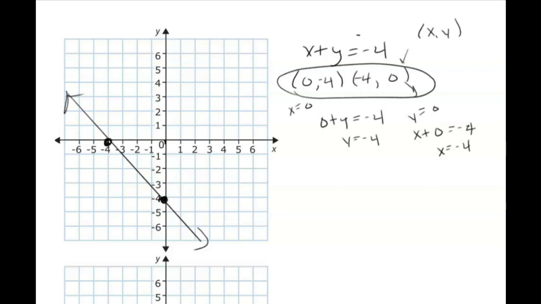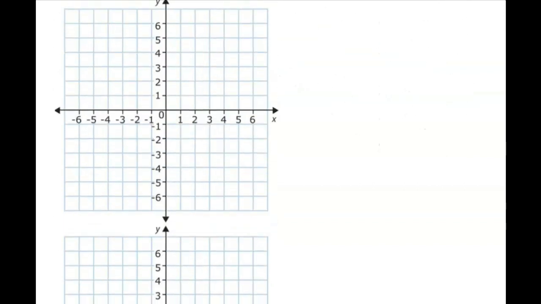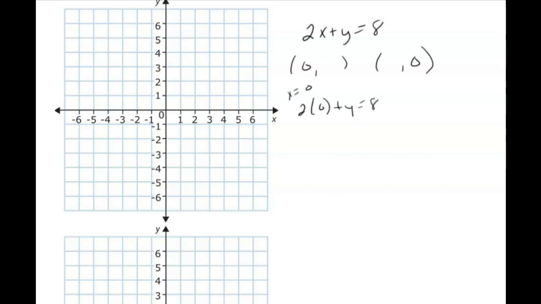All right, let's do another one. What if I had 2x + y = 8? I want you to get in the habit of putting those two ordered pairs up there so you know what you have and what you're solving for. So when x equals 0, I would have 2 times 0 plus y equals 8. 0 plus y equals 8, and y would need to equal 8. And then over here, when y equals 0, it would be 2x + 0 = 8. 2x = 8, and x would equal 4.